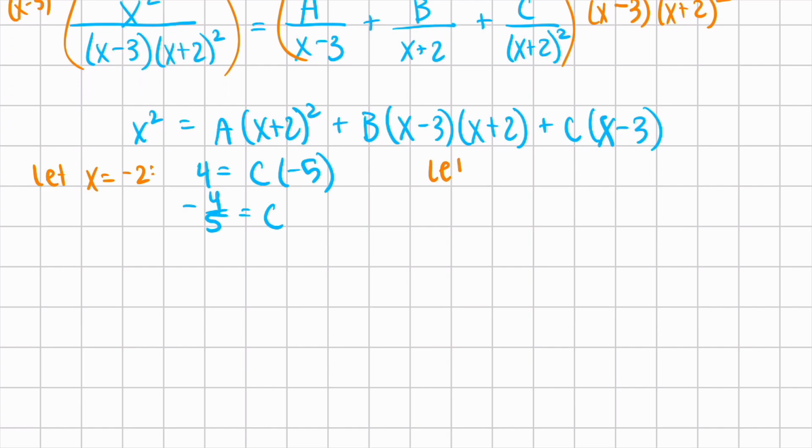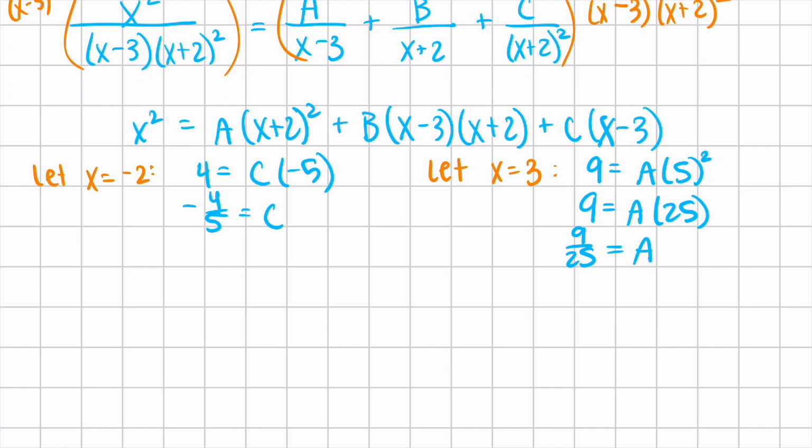I'm also going to let x equal 3. That's going to help us isolate A. On the left side of the equation, 3 squared is 9. On the right side, my B term and my C term are canceling, so I get A times 3 plus 2 squared, so 5 squared. So that means 9 equals A times 25. A is 9 over 25.